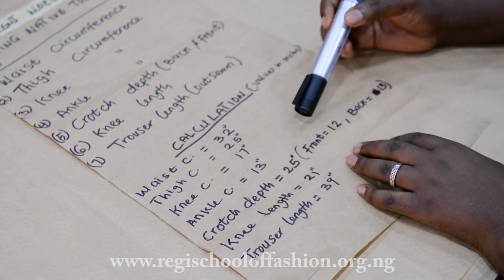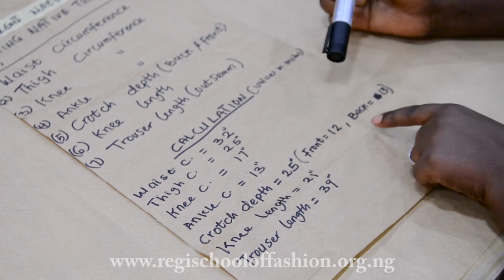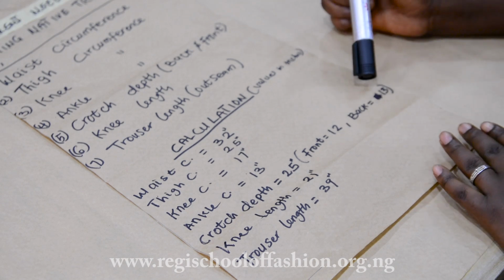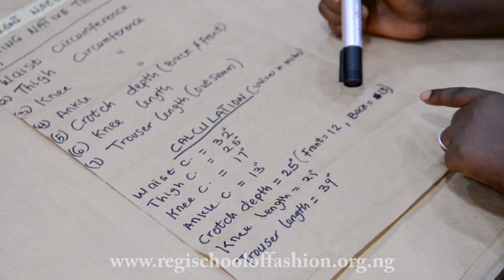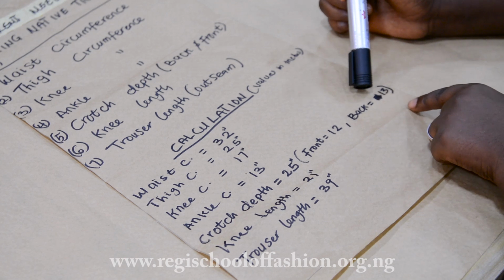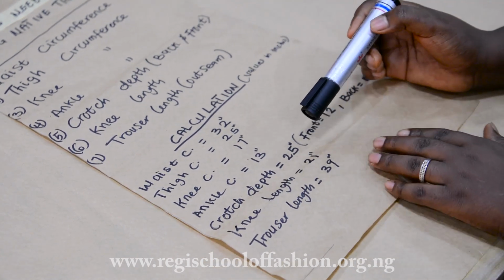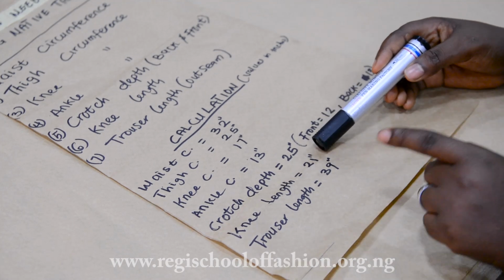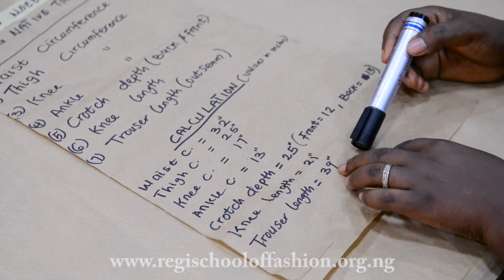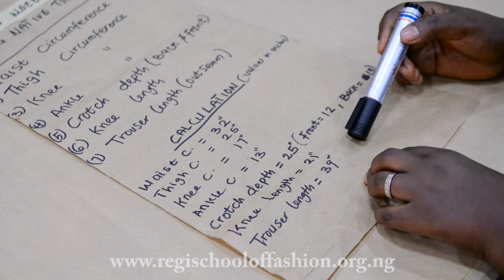For the front, I'll be making use of 12 inches. And for the back, I'll be making use of 13 inches, which means the front crotch is lesser than the back crotch. The back crotch is longer than that of the front. And for the knee length, I'll be making use of 21 inches. The trouser length, the full trouser length is 39 inches from the waist to the ankle.